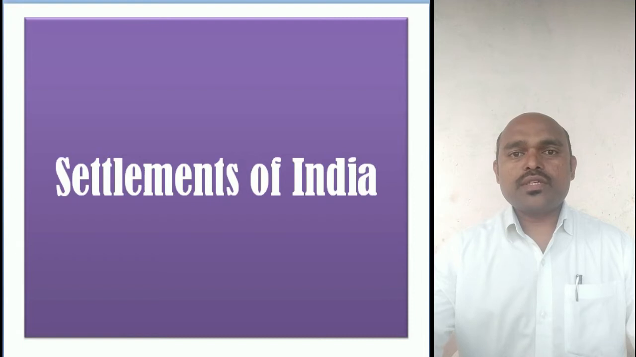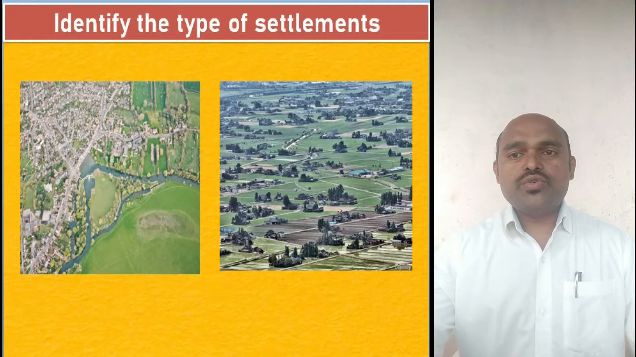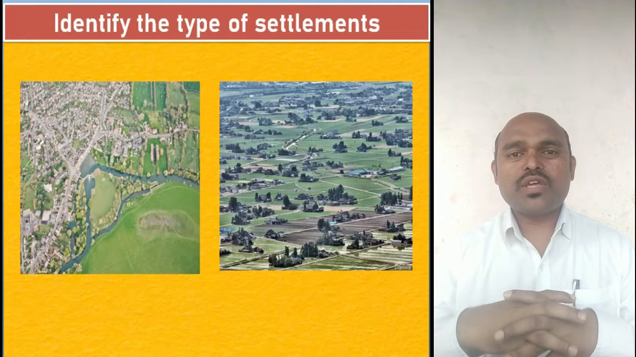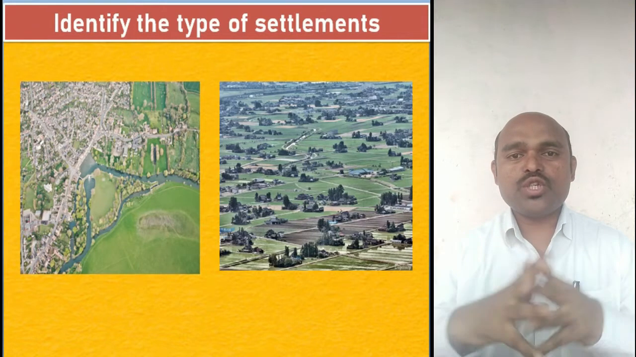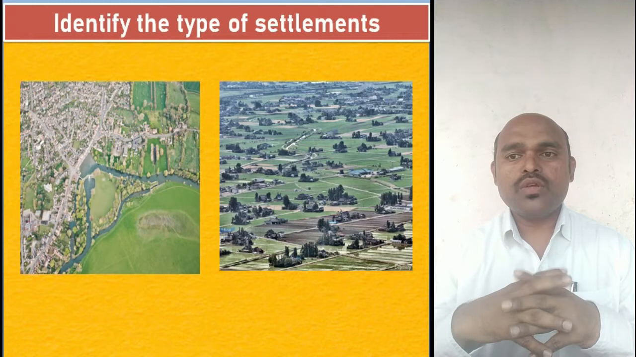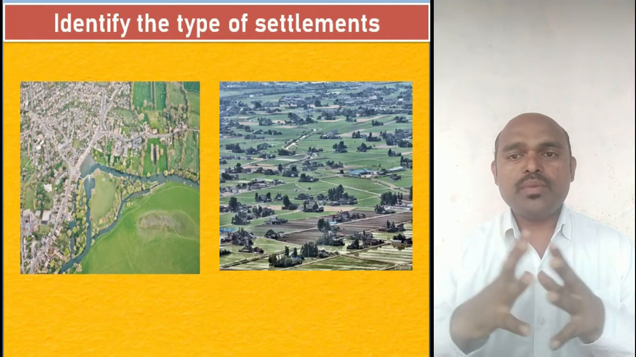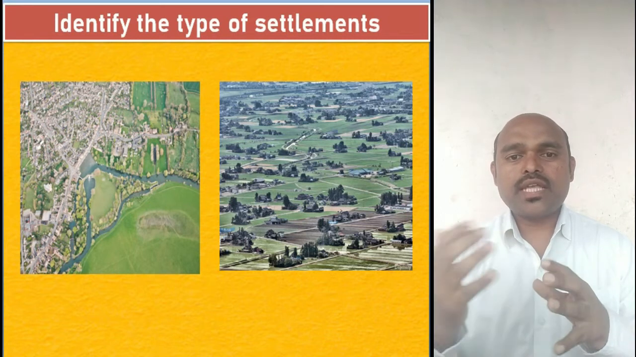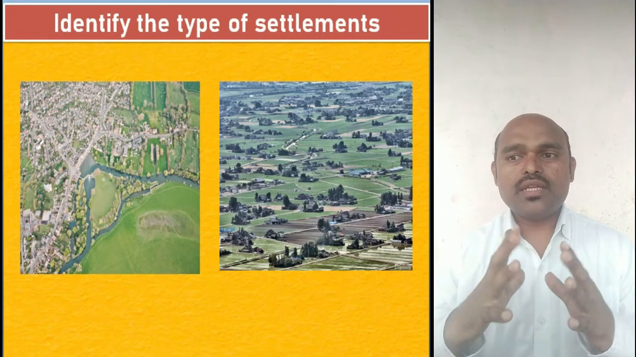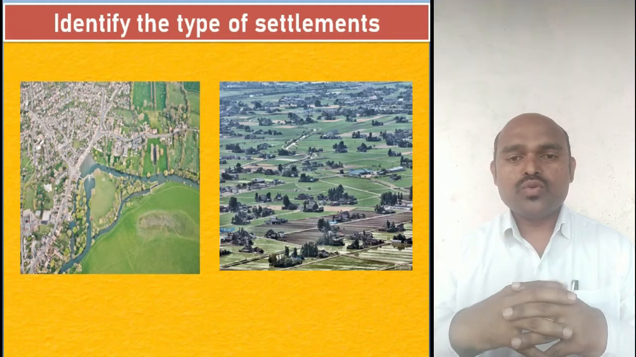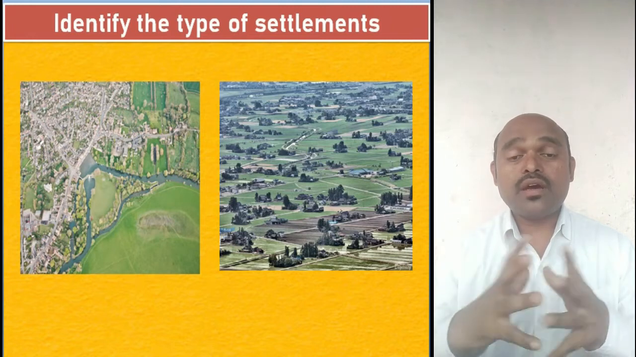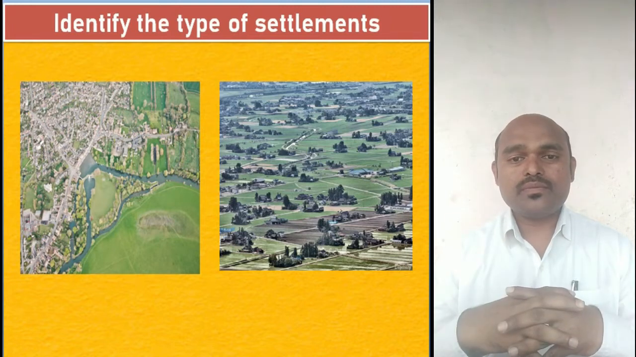At the beginning we will discuss the settlements of India. My dear students, identify the type of settlements. Here on your screen you can see the different types of settlements. There are two images of settlements. In the first image you can see the houses are very close, and in the second image you can see that the houses are far away. Can you identify the type of settlements? I hope that you already have learned this in the earlier classes.